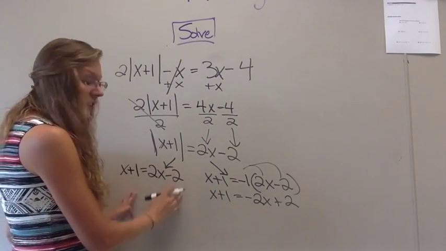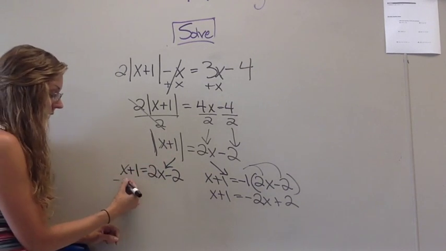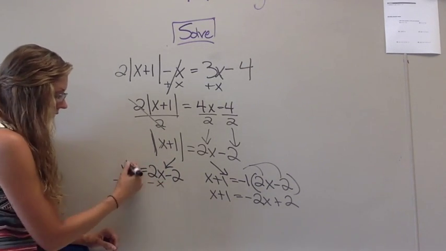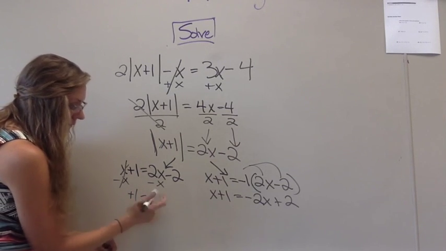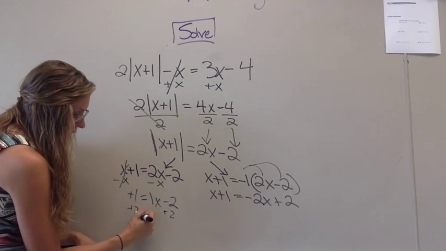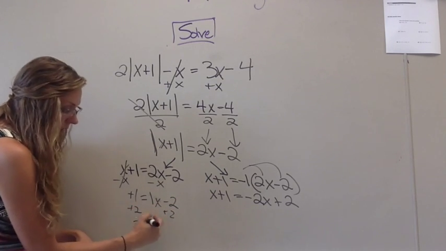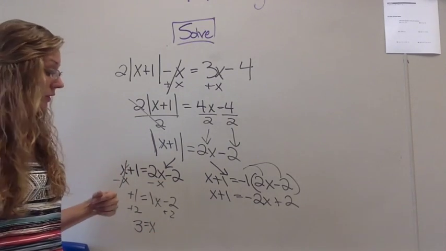I'm going to hop back over here. We're going to solve this one down. It's easier. So I'm going to move my x's all to the same side. I'll subtract x. I'm left with 1 equals 1x minus 2. I'm going to add 2, I get 3 equals 1x or x. So that could be one of my solutions. I'm going to go back and check it afterwards.